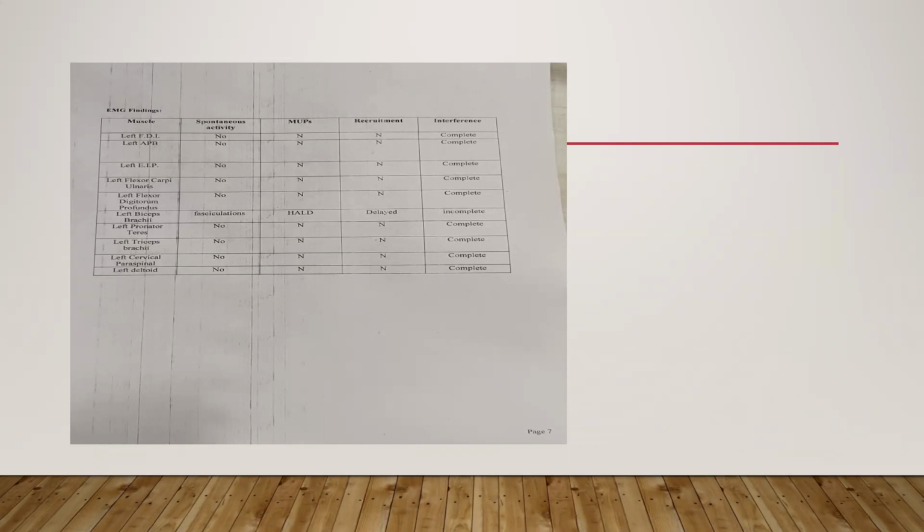Pronator teres we tried to do, and it was normal. We also did flexor carpi radialis, which was also normal in this patient. So only the biceps was abnormal. So this is most likely musculocutaneous or still a C5, C6 possibility. Yes.